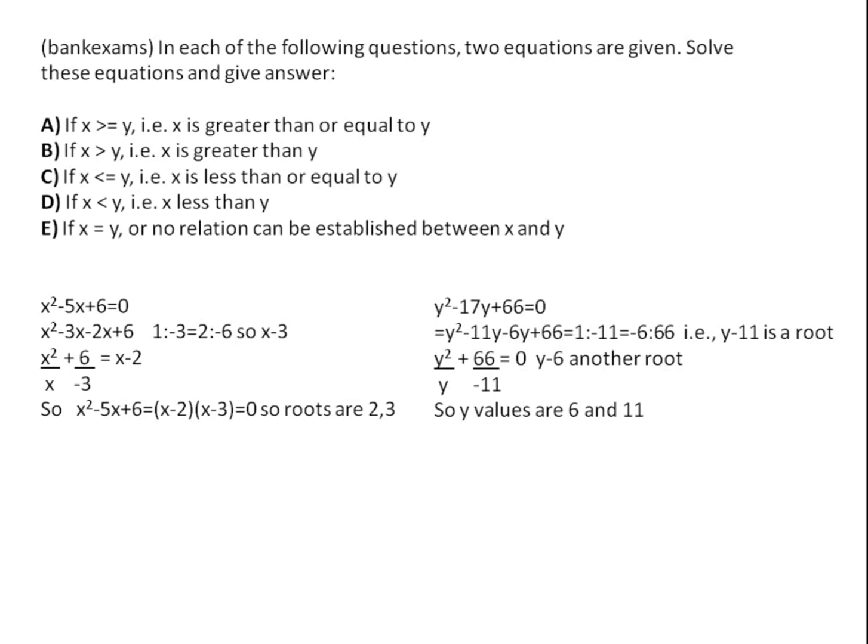If we compare both the values, 2 and 3 are far less than 6 and 11, so you can say x is less than y. So here option D is what it asked: if x is less than y, then each and every root value of x is less than that of y. So we can go for option D here. This is just an example to show how you can apply the concepts we have learned in problems like this. So that's it, guys.